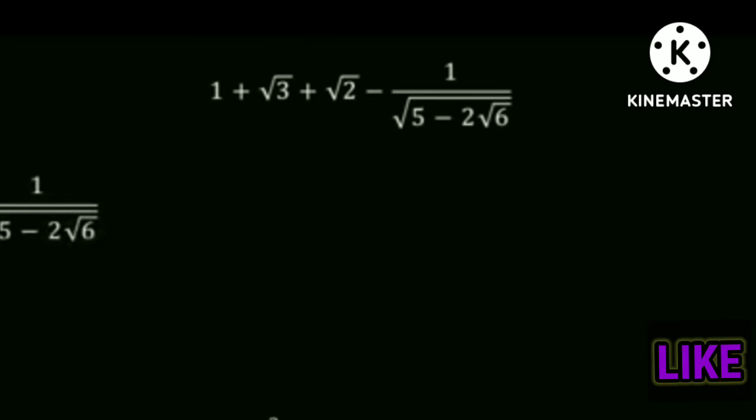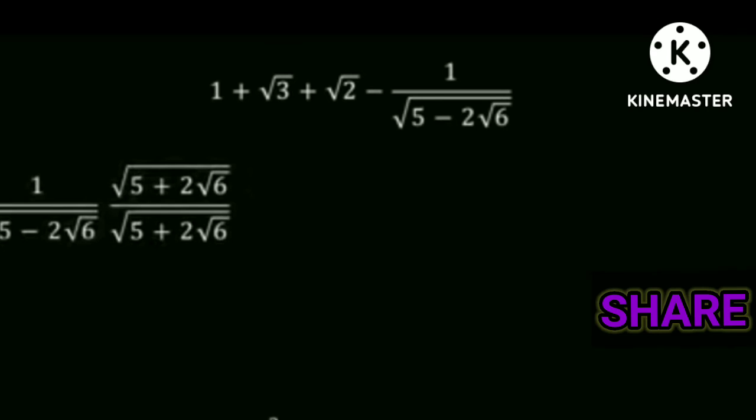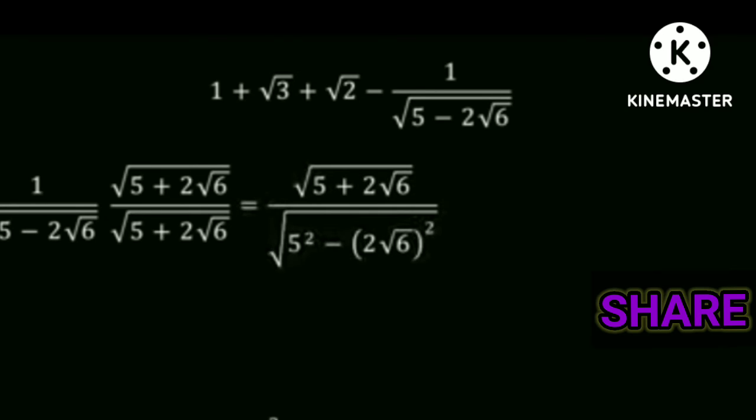To simplify the fraction, we'll multiply the numerator and the denominator by the conjugate, which is the square root of 5 plus 2 root 6. Notice that 2 root 6 is less than 5. So both of these square roots are positive terms. So we can multiply under the square roots. This simplifies to be the square root of 5 plus 2 root 6. Then the denominator becomes the square root of the difference of squares.